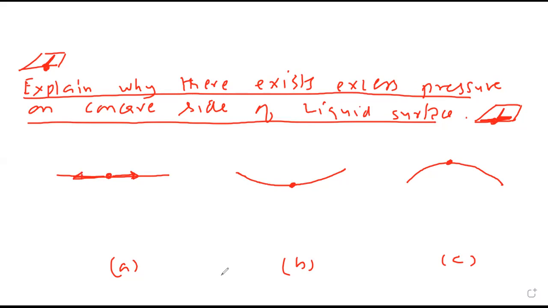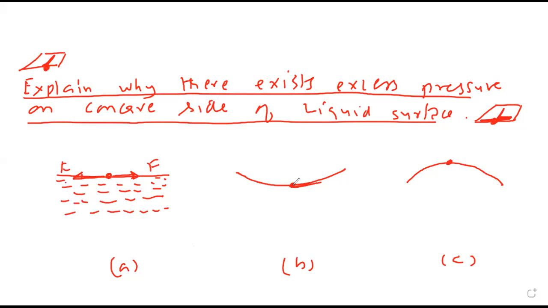Is there any excess force here, up or down? No, sir. So only the pressure acting is atmospheric. So this surface will have no excess pressure, because the forces due to surface tension are cancelling each other. Therefore only atmospheric pressure acts. First case clear?